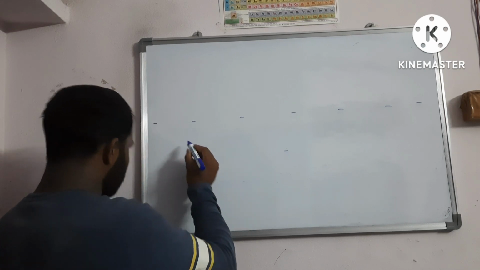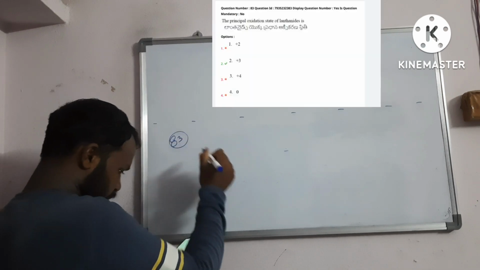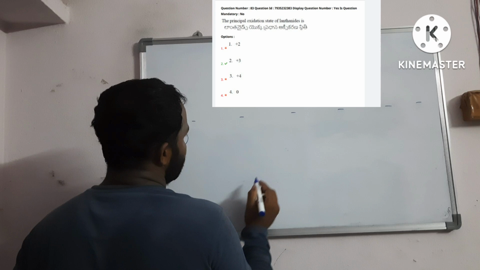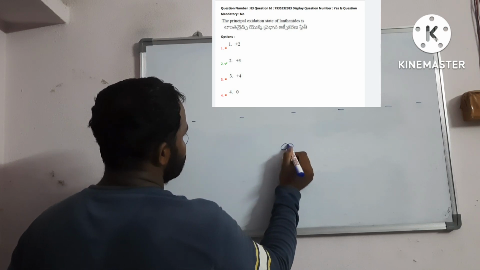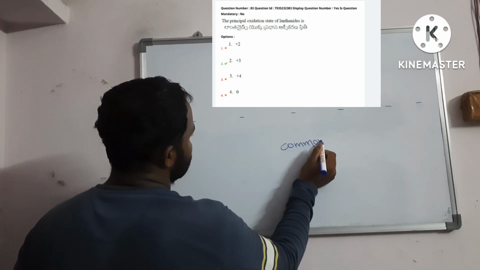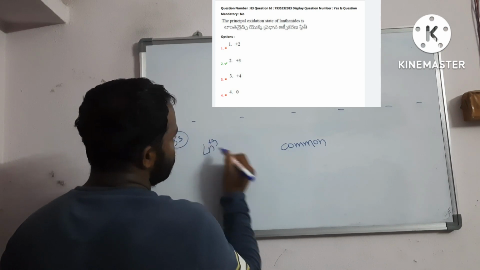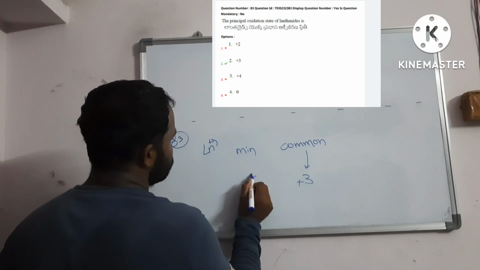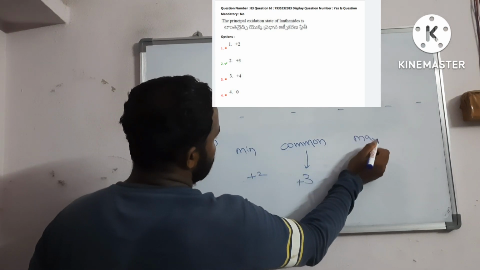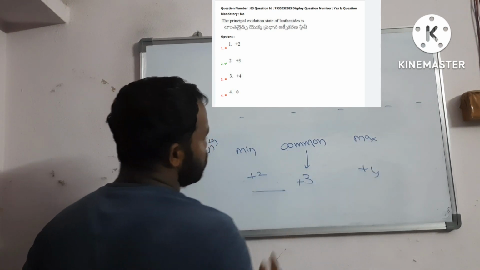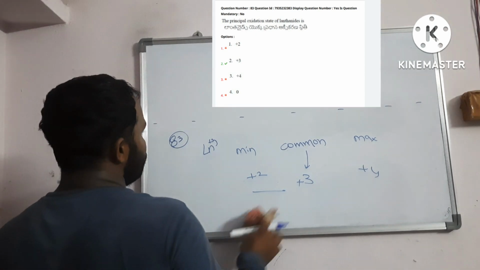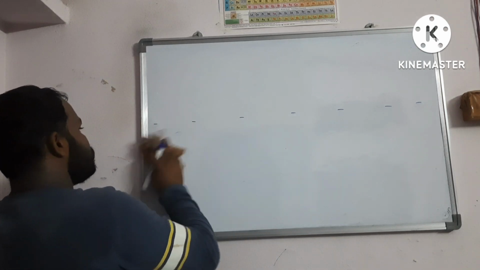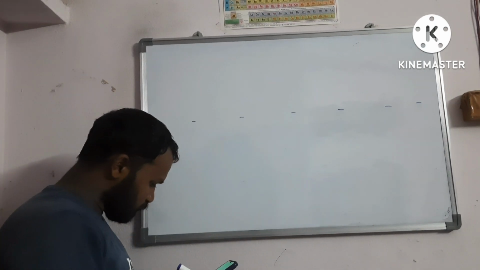Next, question number 83. The principal oxidation state of lanthanides. Generally the common oxidation state of lanthanides is +3. Just remember lanthanum +3. 2, 3, 4: this is +3, the minimum oxidation state is +2, the maximum oxidation state is +4. Just remember 2, 3, 4. Common is +3, minimum +2, maximum +4. In our question they asked the principal, that is the common, oxidation state, which is +3.